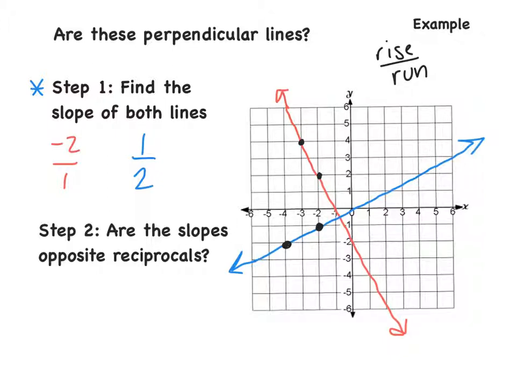Step 2. Are the slopes opposite reciprocals? Well, this one's a negative, this one's a positive, so the opposite part, yes. Are they reciprocals? We have 2 over 1. Reciprocal is basically where you flip the numerator and the denominator. This is 1 over 2. So yes. So, are these perpendicular lines? Yes, they are, based on the slopes being opposite reciprocals. I highly recommend writing down these two steps for this.